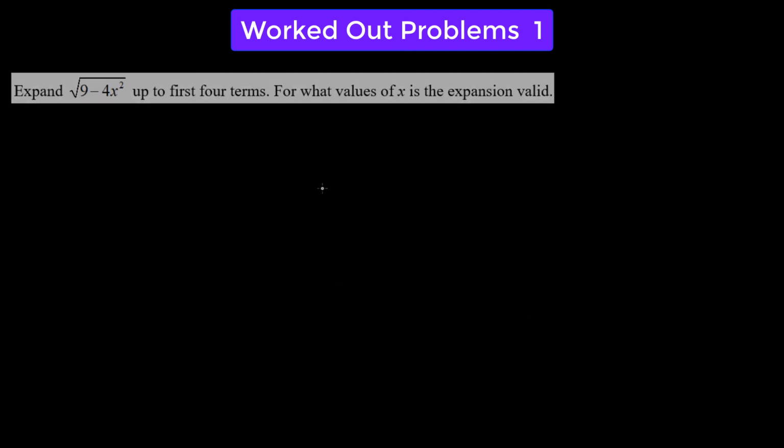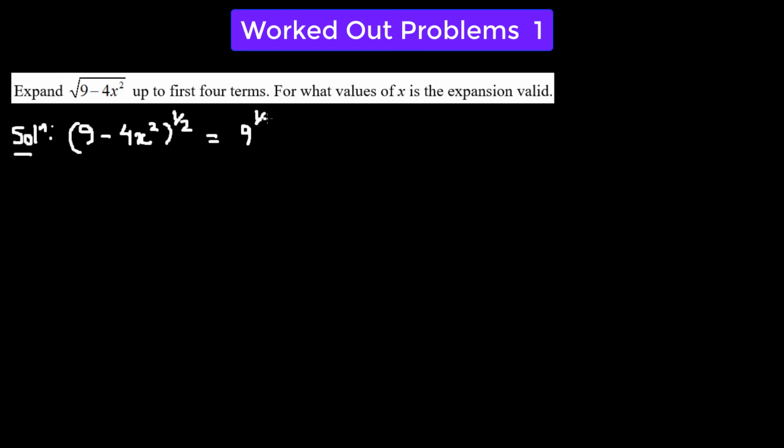Let us move on to the next question. So we're given the expression square root of 9 minus 4x squared. We have to expand it up to the first 4 terms and also determine the value of x for which the given expansion will be valid. So let us begin by simplifying the given expression. So square root of 9 minus 4x squared can be rewritten as 9 minus 4x squared raised to the power half. Then we factor out 9, so that will leave us with 9 raised to the power of half times 1 minus 4 over 9 x squared raised to the power half.